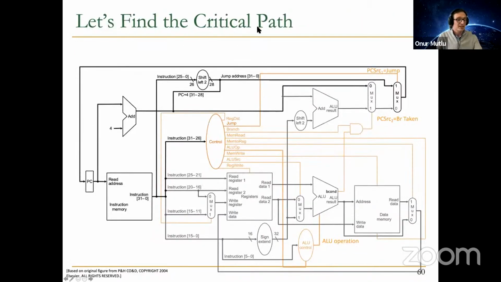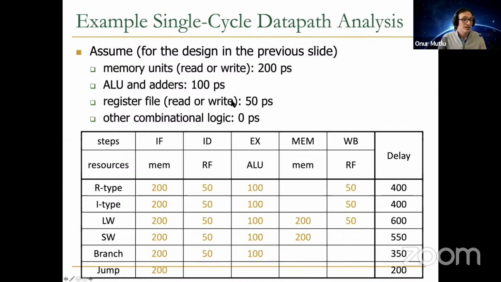Of course, to find the critical path, we need to assume some latencies, right? Let's take a look at that. What we're going to assume is that memory units, read or write, take 200 picoseconds. ALU and adders take 100 picoseconds. Register file read or write takes 50 picoseconds. And we're going to optimistically assume all other combinational logic, multiplexers, wire delay, etc., is going to take 0 picoseconds.